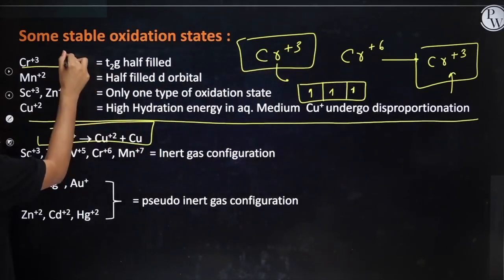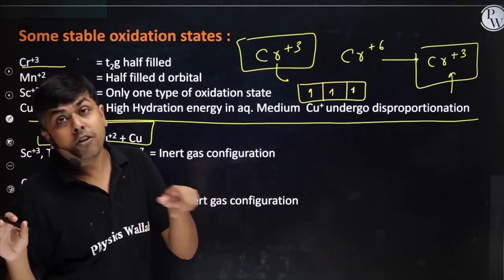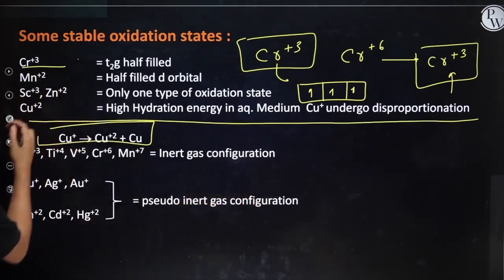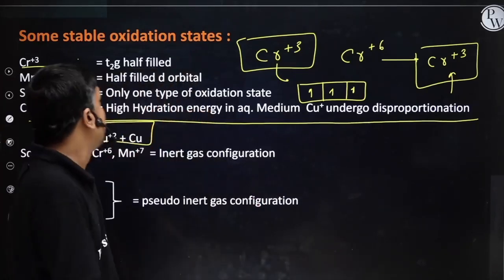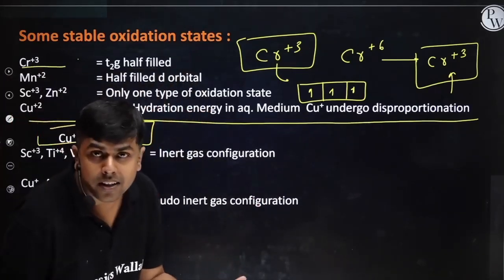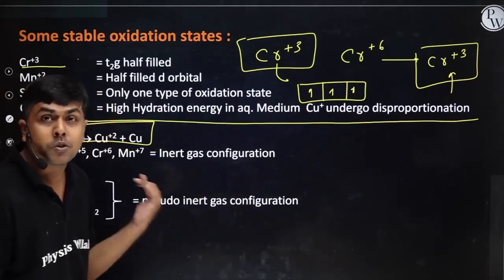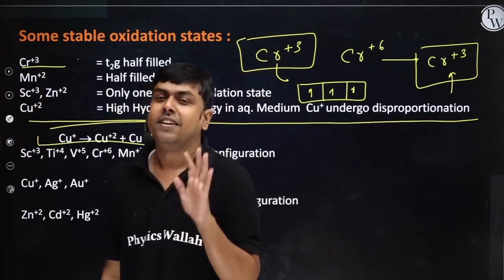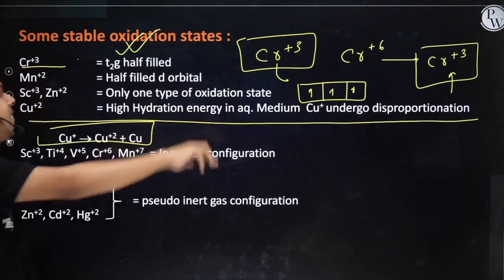These oxidation states: chromium plus 3, because of the half-filled t2g configuration, three electrons in the t2g. Then manganese plus 2, half-filled 3d5 configuration. Scandium, argon configuration. Zn plus 2, pseudo-inert configuration. Copper plus 2, higher hydration energy in the aqueous state. Right? So I hope these things are crystal clear to you all.